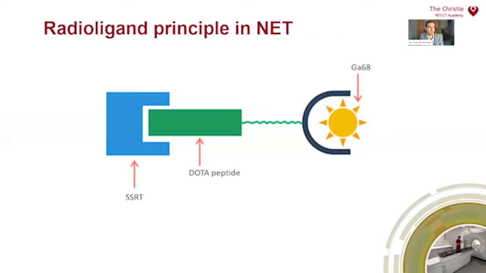And that really comes back to the basic radioligand principle, which is we choose a biological process to target, in this case with neuroendocrine tumor, the somatostatin receptor on the cell surface. We use a synthetic protein, if you like, to bind that receptor, and that is linked to a radioisotope, in this case gallium-68, which we can image using PET.